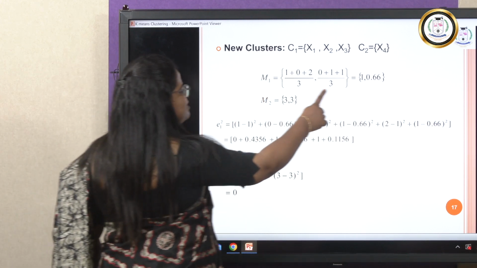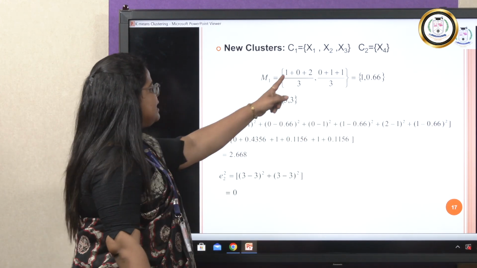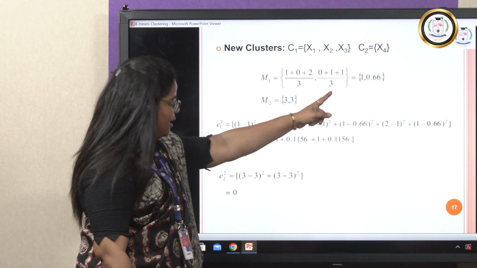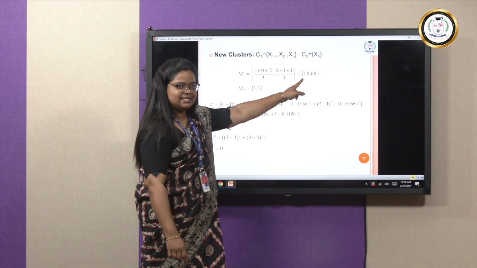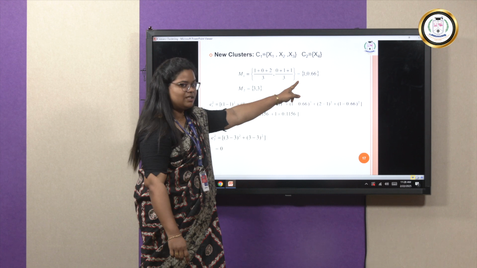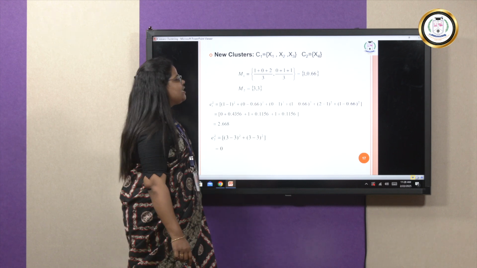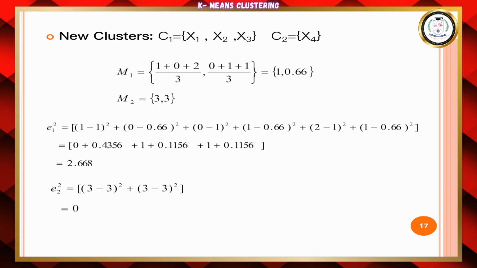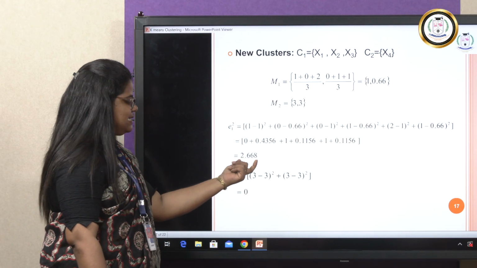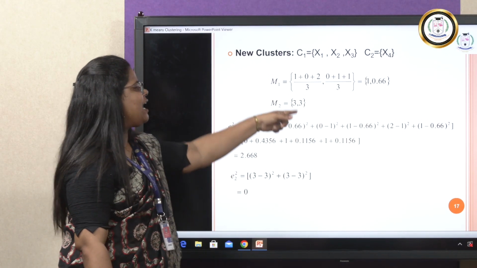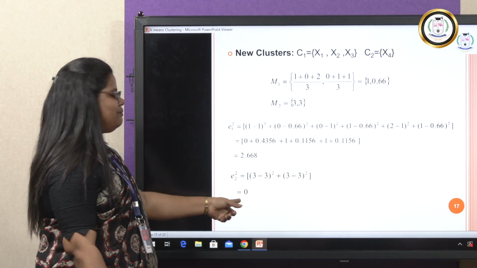So 1 minus 1 the whole square plus 0 minus 0.66 the whole square plus 0 minus 1 the whole square plus 1 minus 0.66 the whole square plus 2 minus 1 the whole square plus 1 minus 0.66 the whole square. So you take each and every x and y term and find the distance or difference between these values and the new cluster head. So you will get the value as 2.668. For E2, we have only 1 point, so obviously the value will be 0.